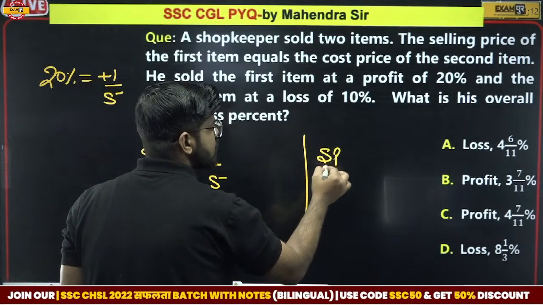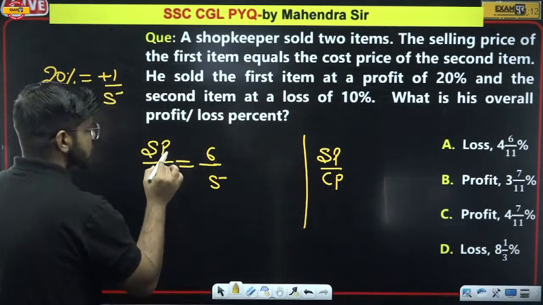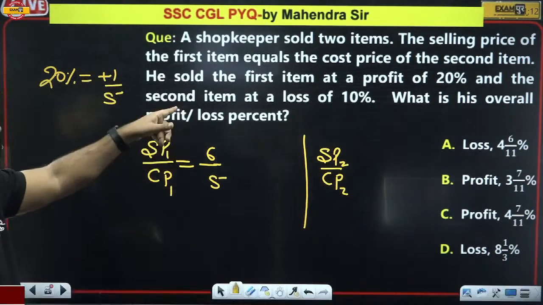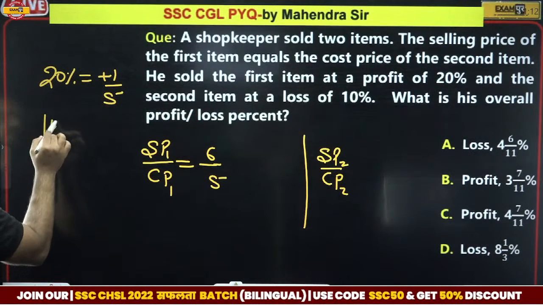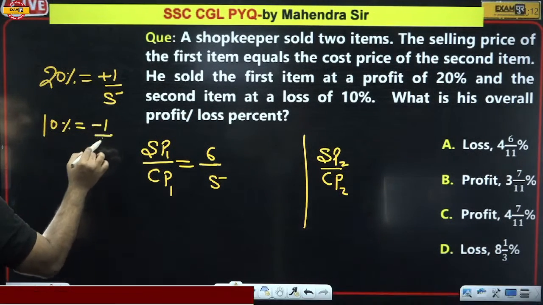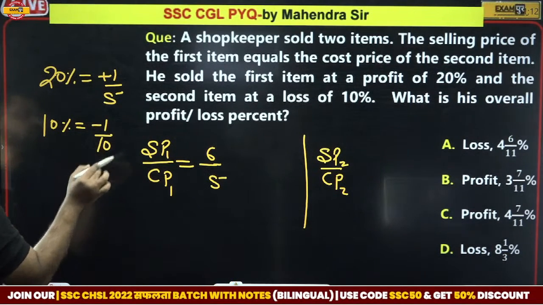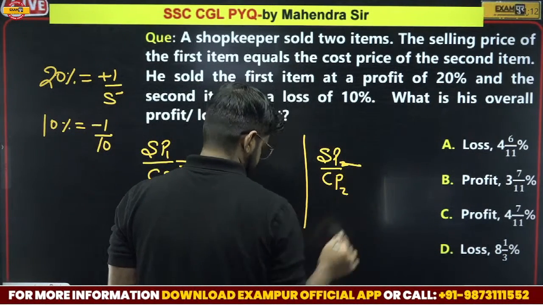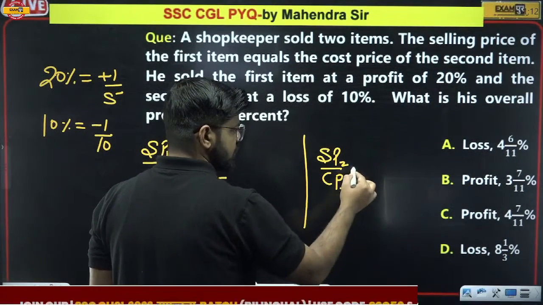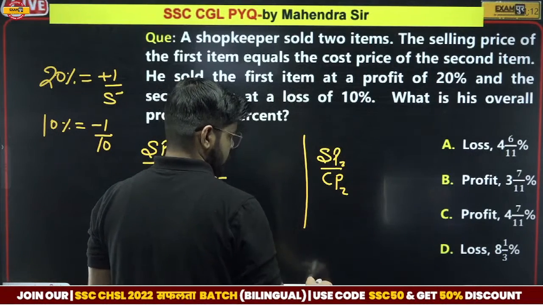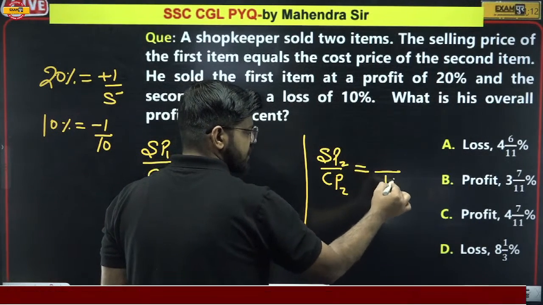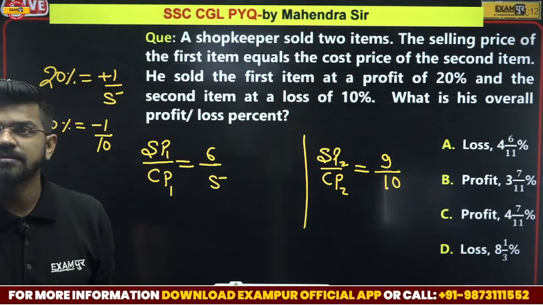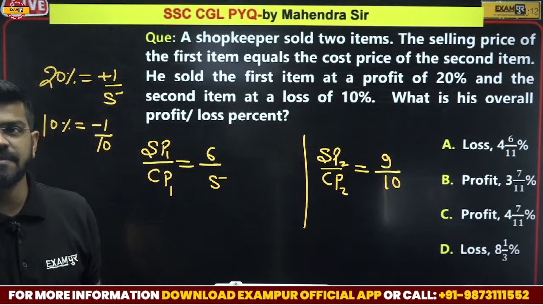And the other one, SP by CP. So this is SP1 CP1, this is SP2 CP2. The second was sold at 10% loss. What is 10% loss? 10% loss means minus 1 by 10. That means if my CP is 10, I am going to sell it at a loss of 1 rupee. If my CP is 10, then my SP will be 9. Okay, so I got the answer from Sohan, 37 by 11.